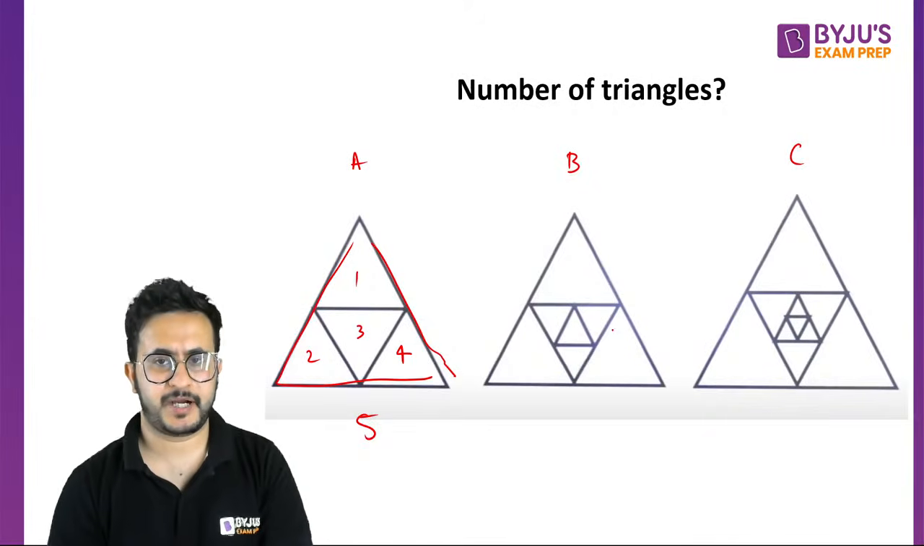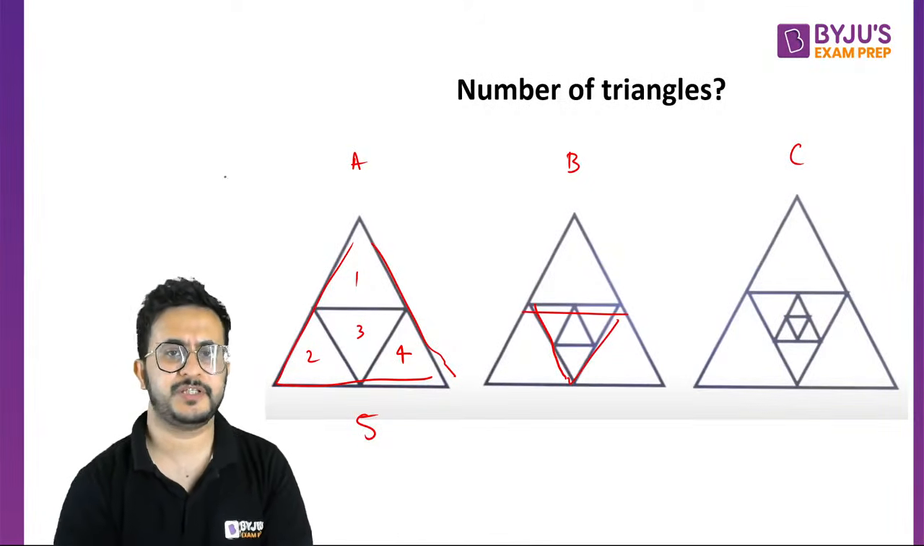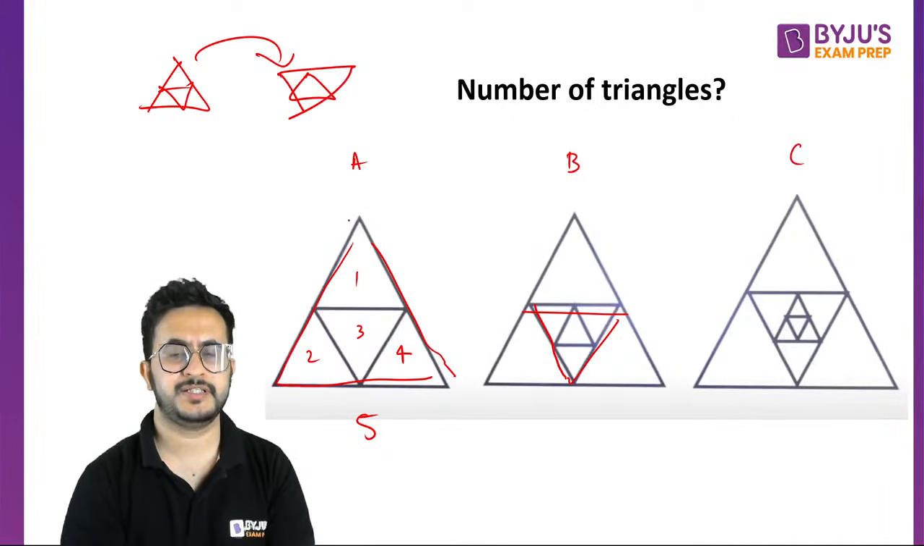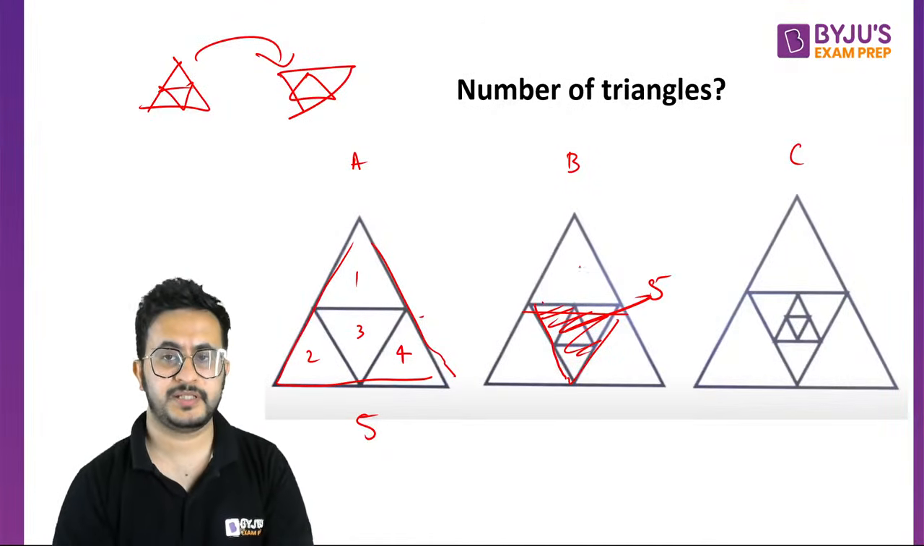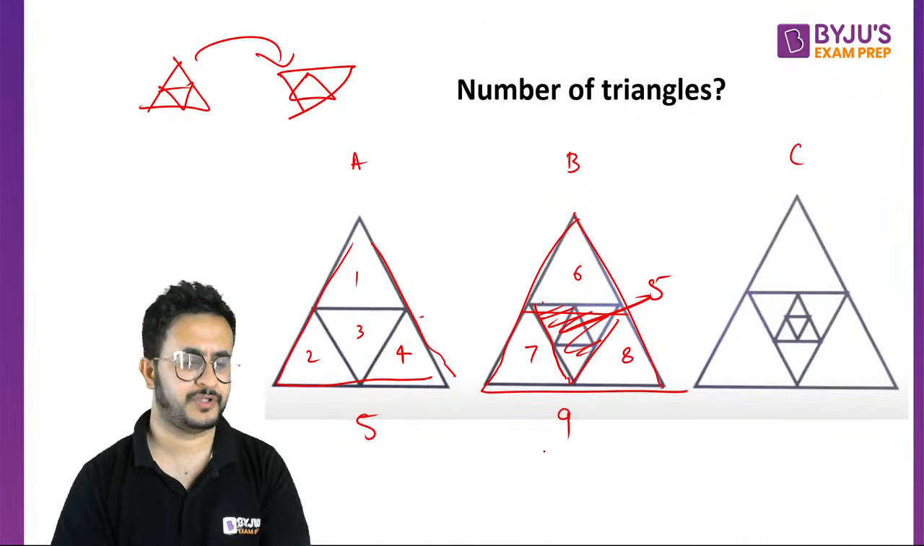So if you see this part, the part which is inside this is the inversion of this. It was like this, if you turn it upside down it will become like this. So it is the same shape in the reverse format. So 5 triangles are in this part itself, right? Just this part has 5 triangles. Then this is 6, 7, 8, and the larger triangle. So there are a total of 9 triangles.